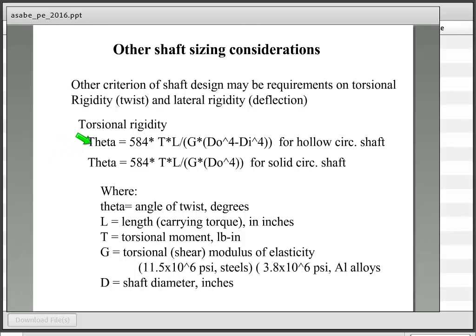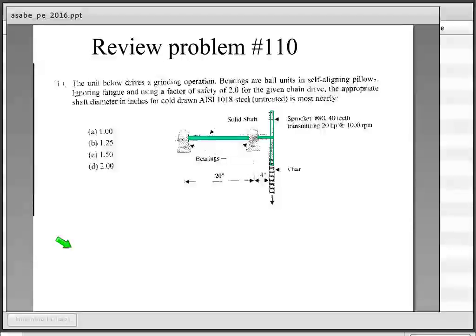So this is a little formula for calculating the theta wind-up due to a given torque for a length of shaft. And this is your shear modulus of elasticity, G, as defined here. So moving right along, let you wrestle with that a little more on your own.